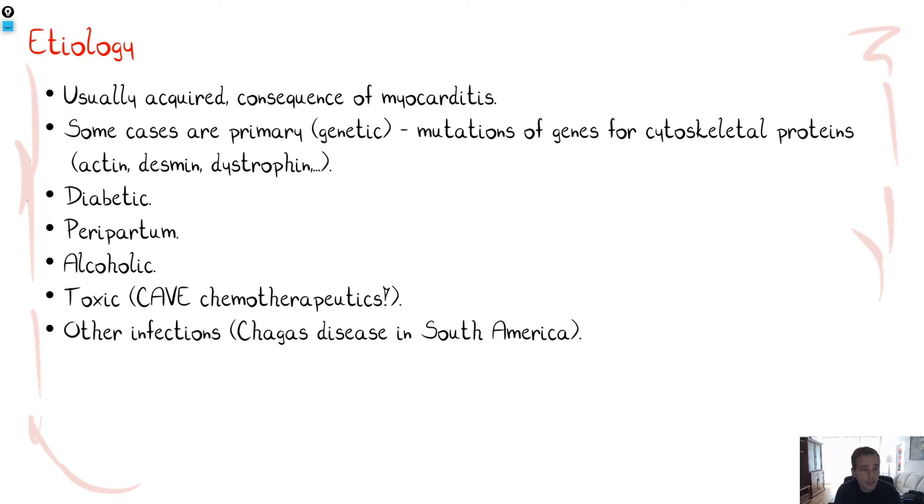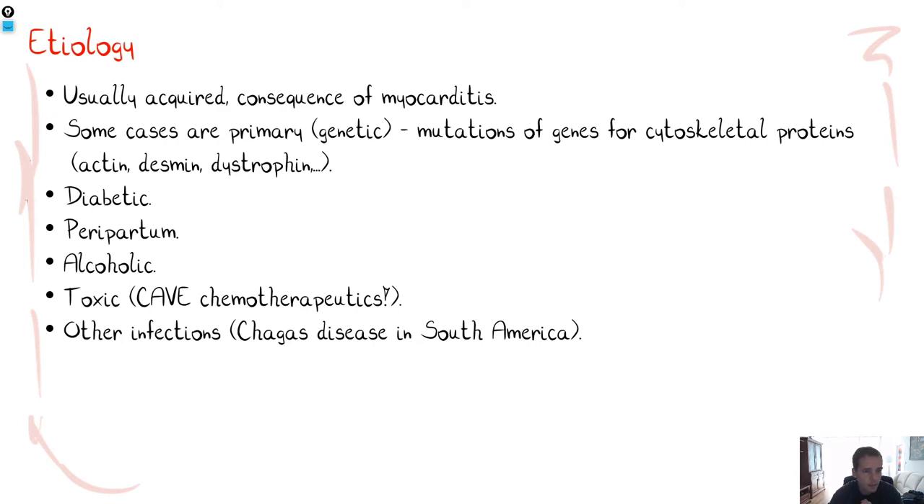Usually the disease is acquired. Usually it's a consequence of myocarditis, meaning inflammation of the heart muscle, which is usually an infective viral disease. So usually the patient develops viral myocarditis, which can be healed ad integrum, or it can progress to dilated cardiomyopathy. So usually it's an acquired disease, post-infective, as a consequence of myocarditis.